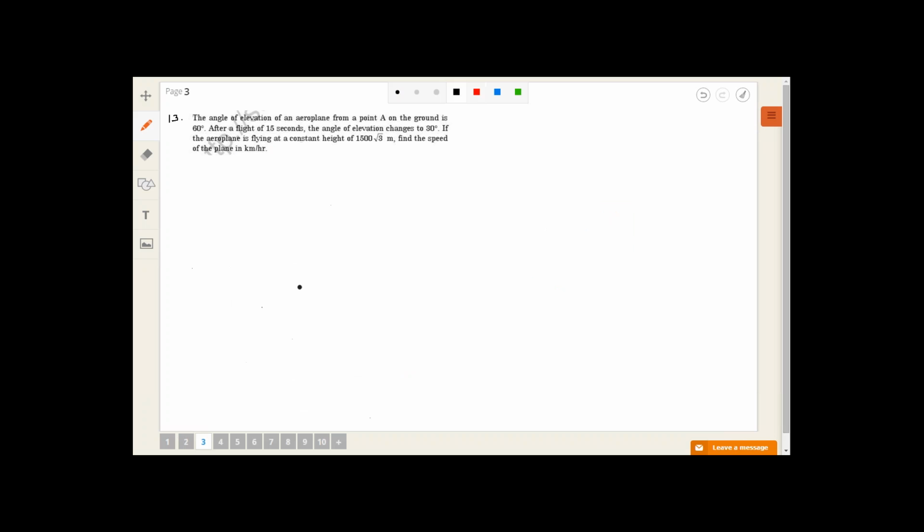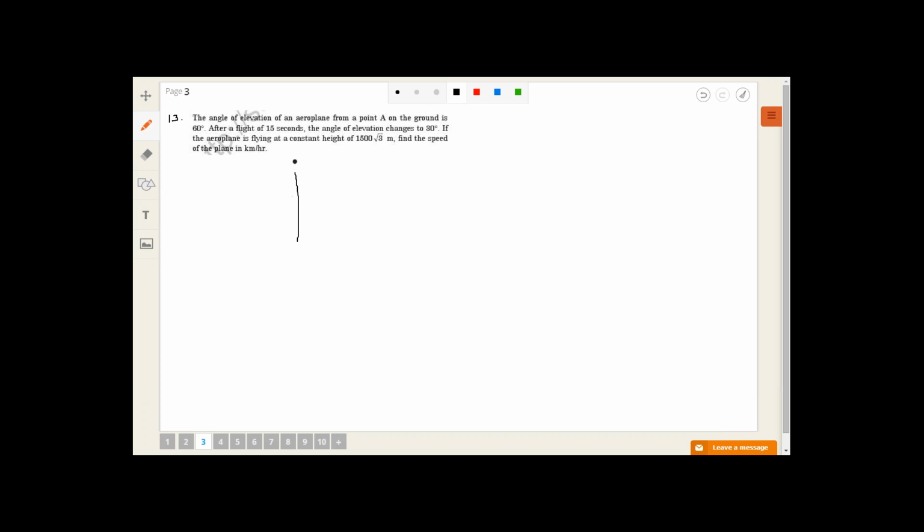Now 13th question. The angle of elevation of an aeroplane from a point A on the ground is 60 degrees. After a flight of 15 seconds, the angle of elevation changes to 30 degrees. If the aeroplane is flying at a constant height of 1500 root 3 meters, find the speed of the plane in kilometer per hour. Now let me draw the diagram for this.